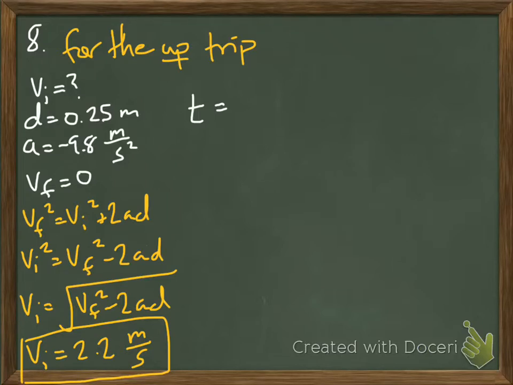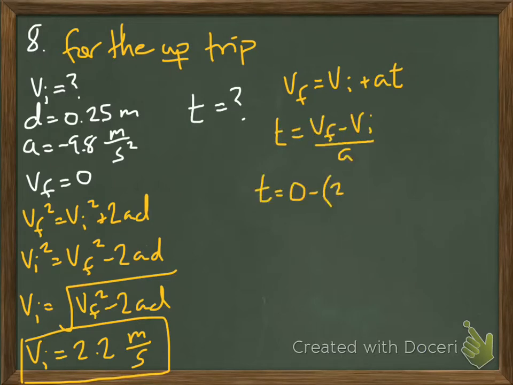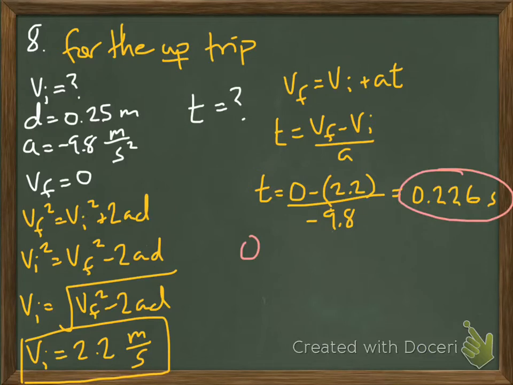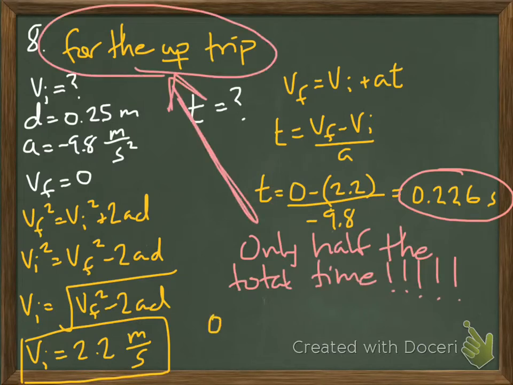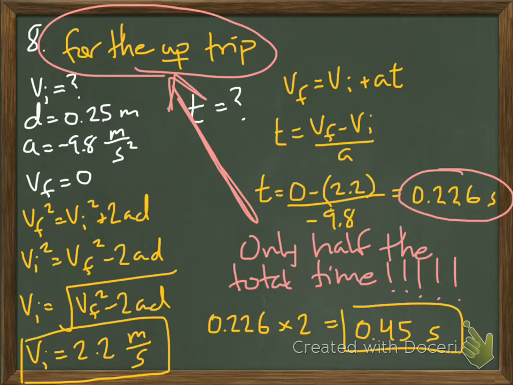How about the time? Take a look at your variables, and pick an equation that has t in it. This one's going to be the easiest. Rearrange it for the variable t. Let's plug in our numbers, and then we have a time. But that's not good enough. This is only half of the total time, because we only solved it for one leg of the trip, the up trip. So if you want to get the total time, you have to multiply that by 2.